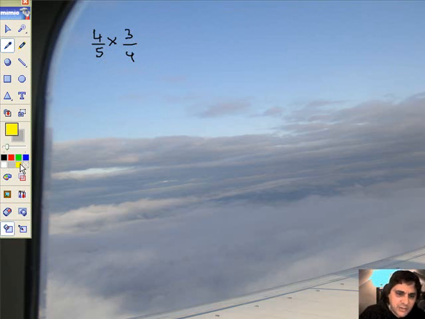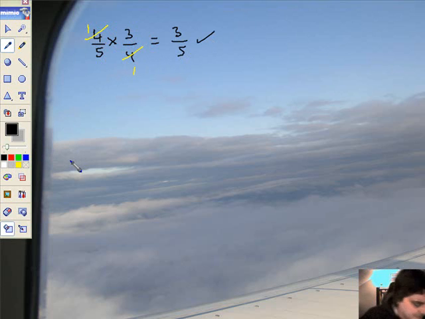But how about this? Simplify it down as much as you can. Look, 4 divided by 4 cancels down to 1. Nothing else goes anywhere else. 3 won't go into 5 exactly. That's as simplified as I can get. 1 times 3 is 3. 5 times 1 is 5. And it's as sweet as that. It's beautiful, isn't it?